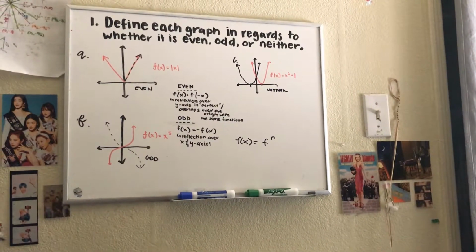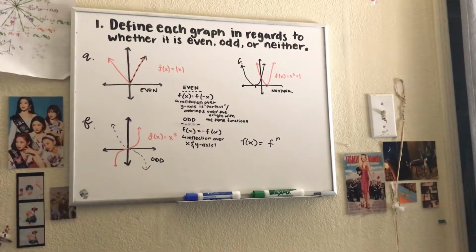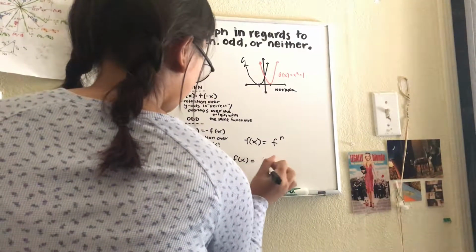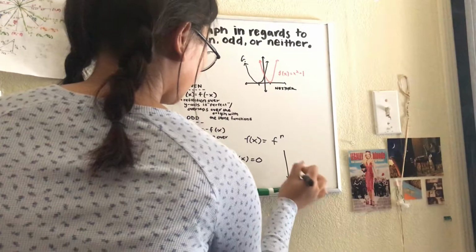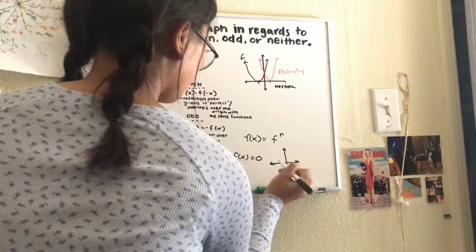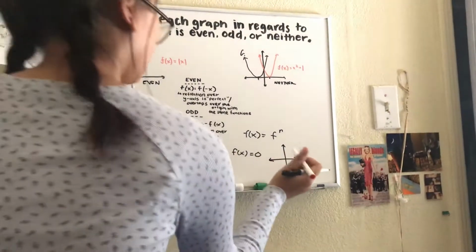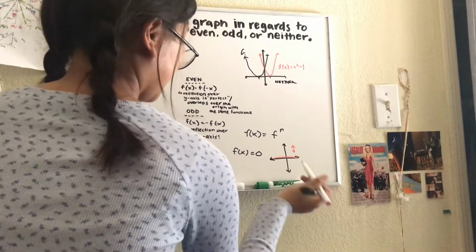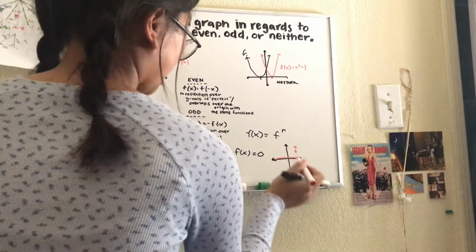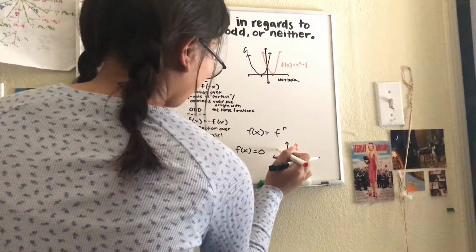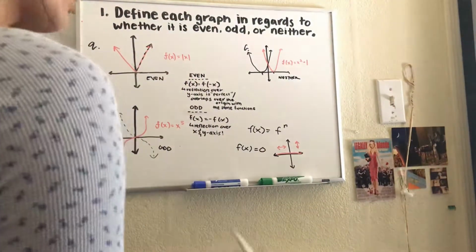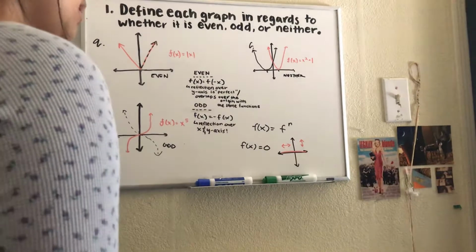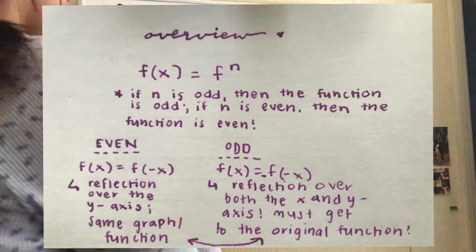Additionally, there is also one instance where a graph can be both even and odd. For example, if a graph were f of x equals 0, that would be both even and odd, because taking a look at the line 0, if you were to reflect it over the y-axis or the x-axis, you would get the same exact function. So one of the only instances where f of x is both even and odd is where it equals 0.